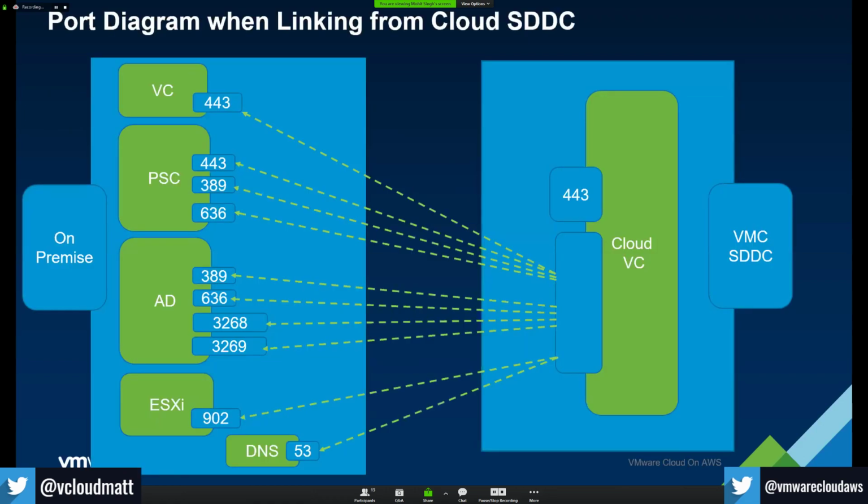So now we'll look at the port diagram when linking from Cloud SDDC. Many times we see issues, maybe because the documents are not very easy to consume. The customers are not sure which ports need to be allowed and how the communication is happening. So this port diagram can be used as a reference, and the ports on your on-prem firewall can be allowed accordingly.